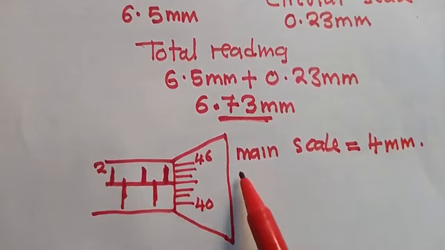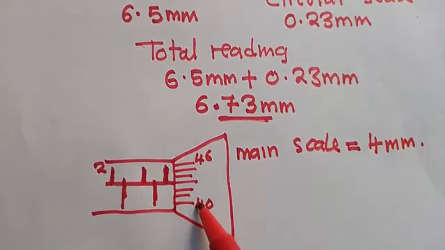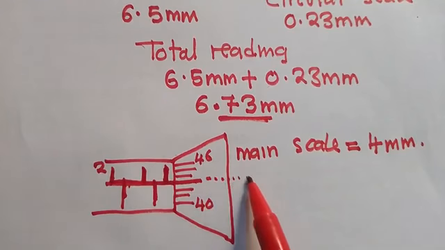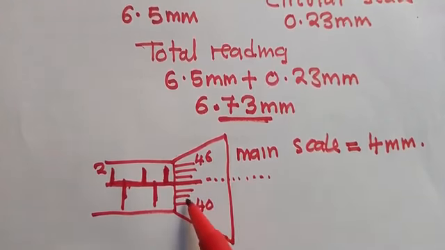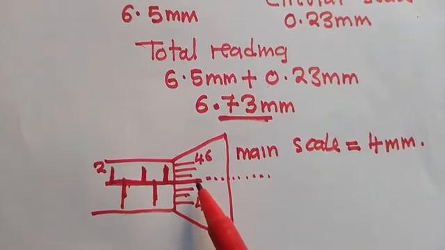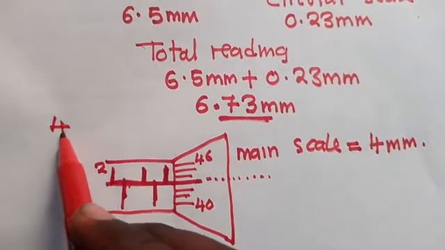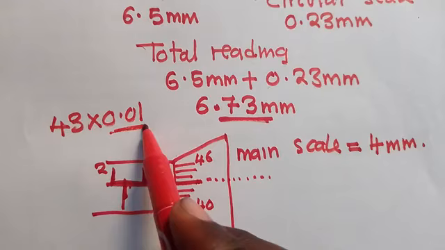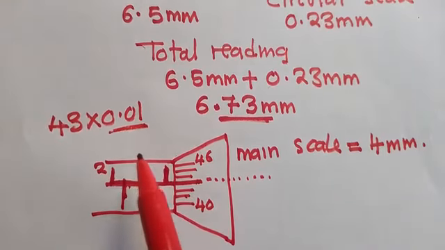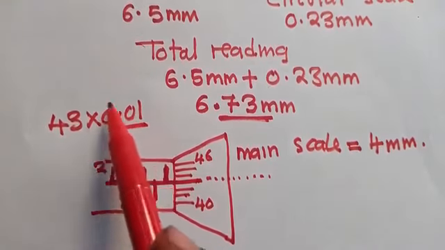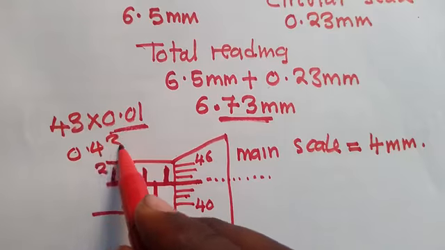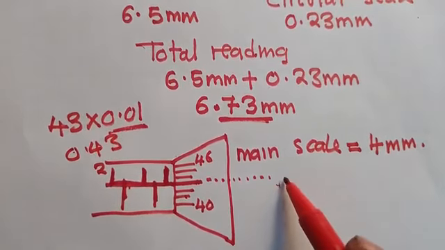You go here, from here going there until you find this straight line. You need to find this straight line. This is what you need to concentrate on. 40, 41, 42, 43. This is 43. So you say 43 times 0.01. This is the accuracy. Maybe you can ask yourself, why are we multiplying by that? This is the accuracy. So you are going to get 0.43 when we multiply.